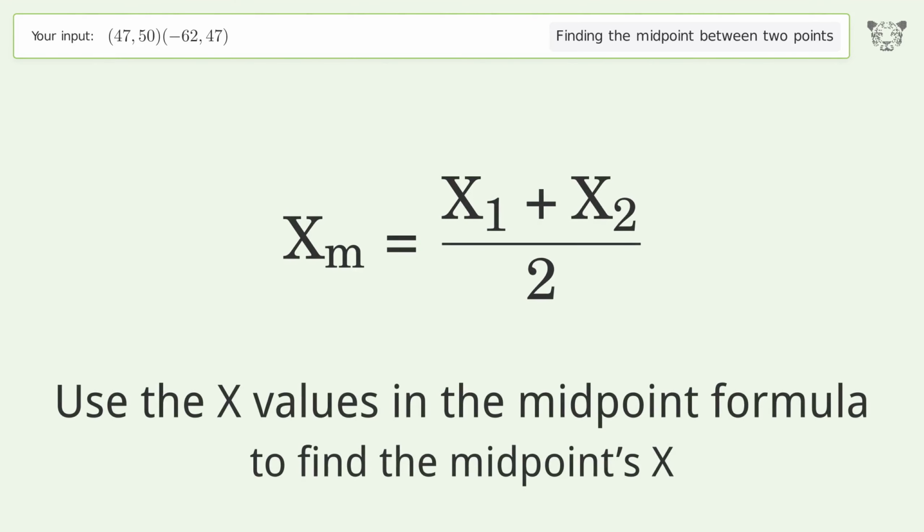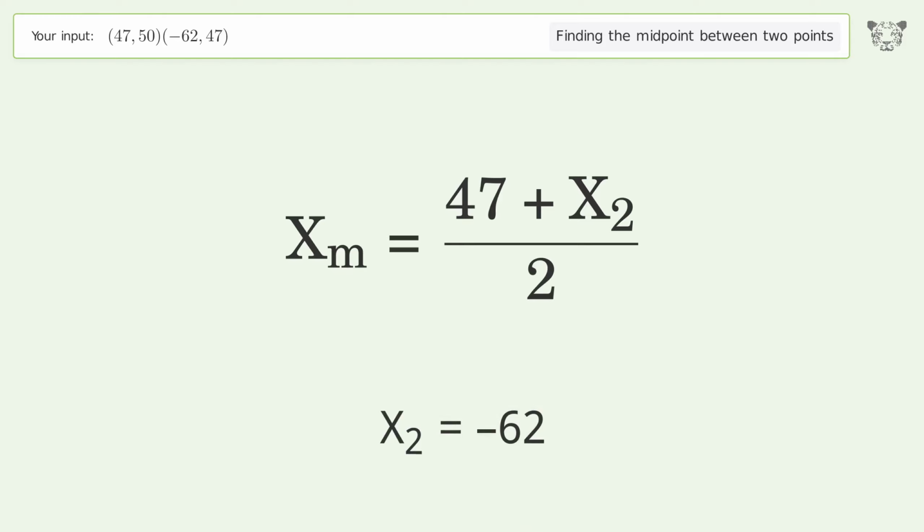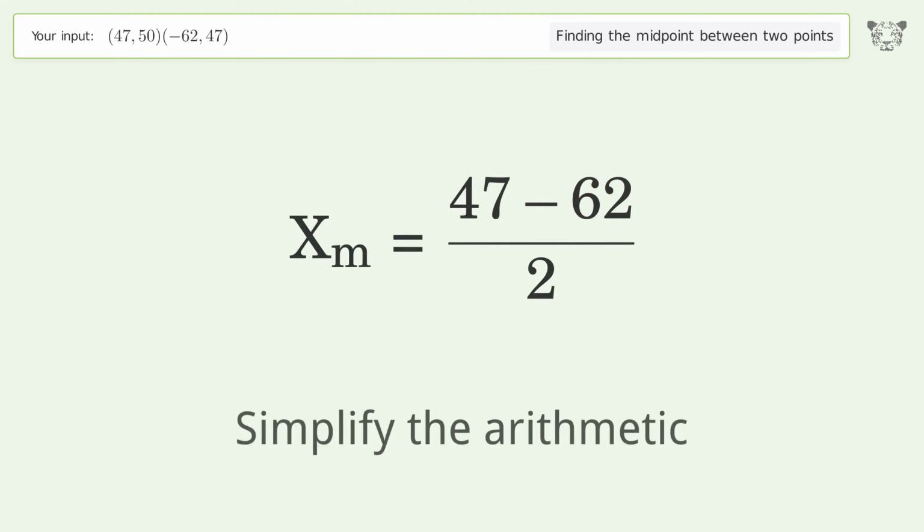Use the x values in the midpoint formula to find the midpoint's x. x1 equals 47. x2 equals -62. Simplify the arithmetic.